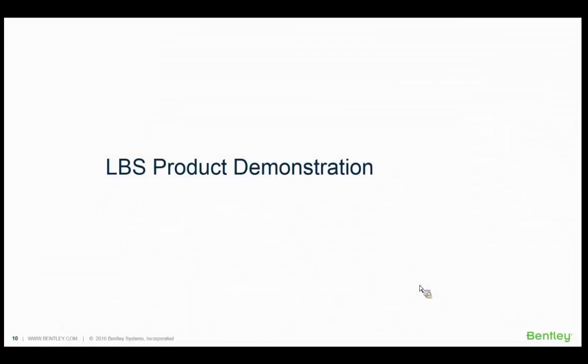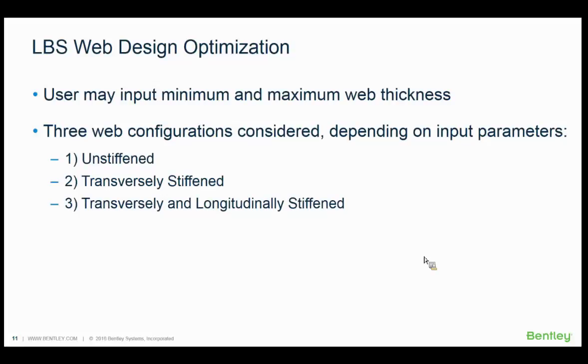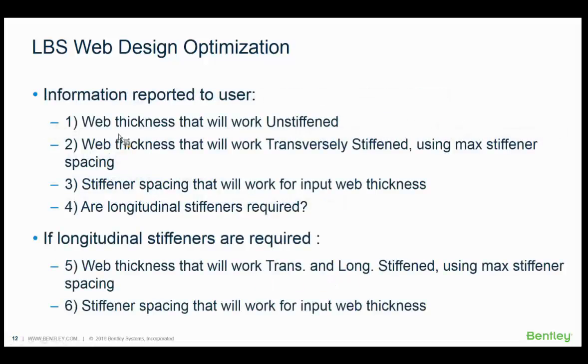And again, real quick, I'm going to mention the web design optimization part of this, and then we'll open this up for questions. Bill's even more excited about this part of the process. Basically, just like we saw in that window a moment ago, you'll input minimum and maximum web thicknesses, and you'll be able to specify whether you want to treat this as an unstiffened web, transversely stiffened, or transversely and longitudinally stiffened as an input parameter. And then from that, we'll report back to you the web thickness that'll work for an unstiffened web, one that'll work for transversely stiffened using some maximum stiffener spacing, and then the stiffener spacing that'll work for the input web thickness that the user has specified.